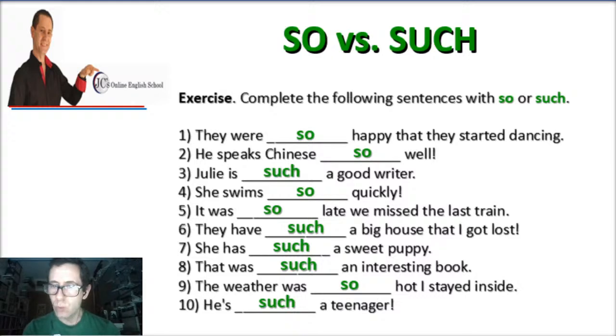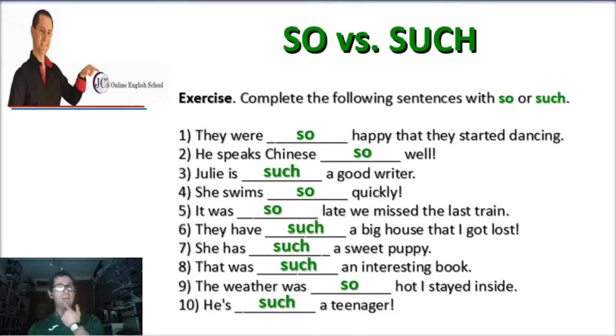Okay, Gustavo says, why so in number 9? Let me read number 9. Because you don't have a or an, so is followed by an adjective. In this case, hot, Gustavo. Whenever you don't have a or an, normally it's just following an adjective or an adverb. Okay, so hot. The weather was so good, the weather was so hot, the weather was so great. Whenever you have only the adjective, you use so, S-O.